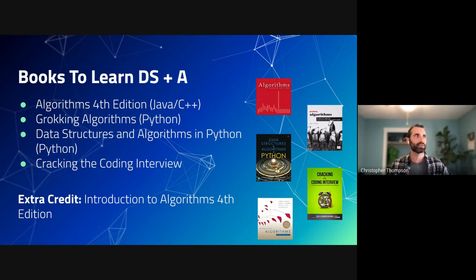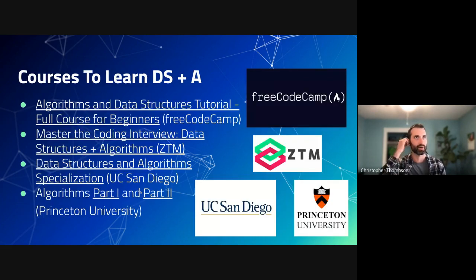And then extra credit to whoever does Introduction to Algorithms 4th edition. That is a 1,200-page textbook, very, very comprehensive. So it's the theory, it's the practical, but it is 1,200 pages. If you can make it through that, you'll probably be in pretty good shape by the end. But extra credit, it's not necessary, but it is one of the most popular textbooks for this stuff. 4th edition just came out recently.